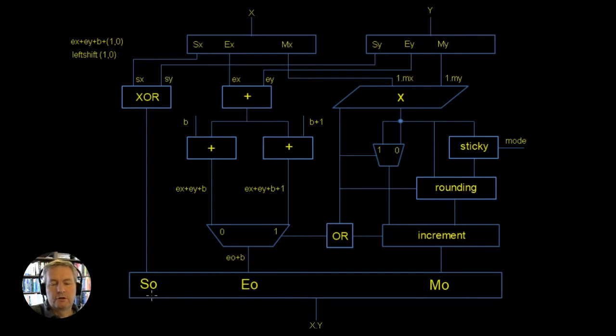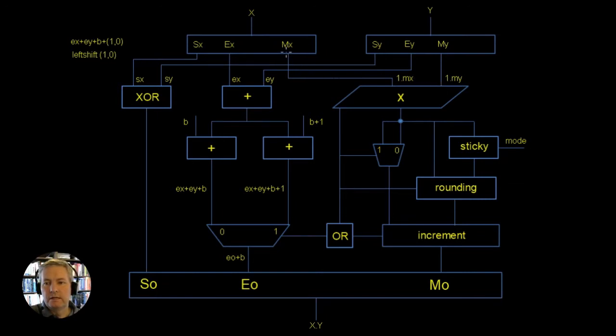So that's us covered the sign and we've covered the exponent. So let's now go ahead and cover the mantissa. Now you can see here that we have the mantissa for X, which is the 23 bits coming in here. We'll get a mantissa for Y, which are the 23 bits coming in here.